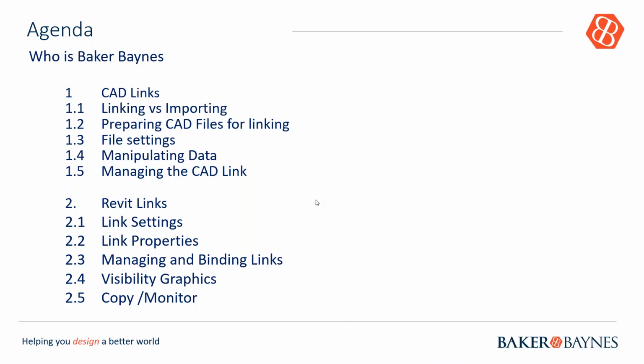On our agenda today, we are going to be chatting about both CAD links and Revit links. I'm going to take you through things like linking versus importing, how to prepare your CAD files for linking, the settings, how to manipulate data, how to manage the CAD link. And when we look at Revit, we are going to be looking at the settings, the link properties, how to manage and bind links, the visibility graphics, as well as a slight introduction to CopyMonitor.